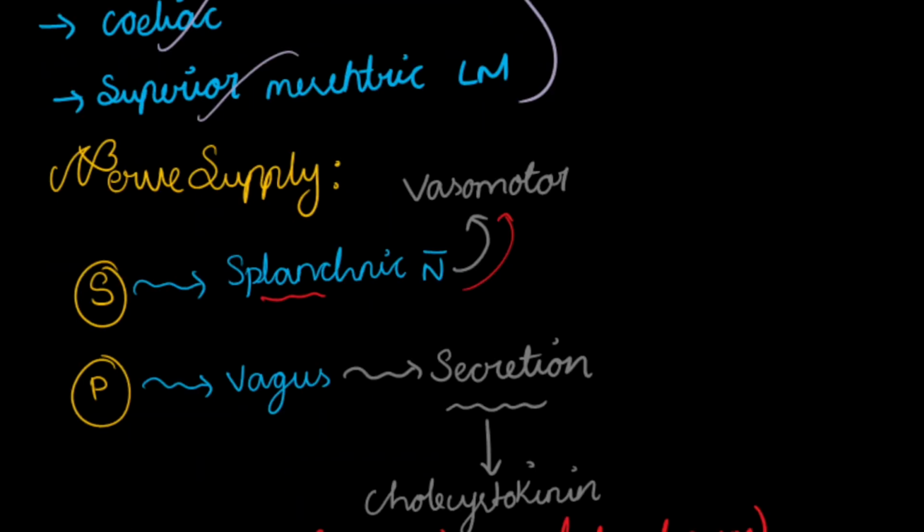And in case of nerve supply, we have both sympathetic and parasympathetic activity. Sympathetic activity is through the splanchnic nerve, and they are vasomotor in action, and parasympathetic is through the vagus, and that mainly promotes secretion of the pancreas. And this secretion is also governed by cholecystokinin, a hormone which is secreted by the epithelium of the duodenum.